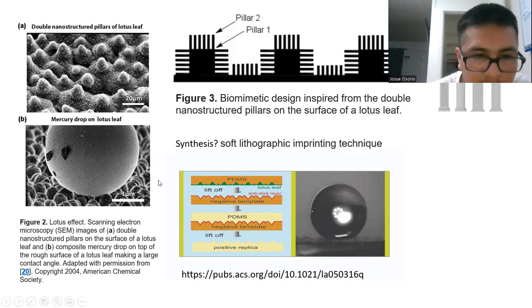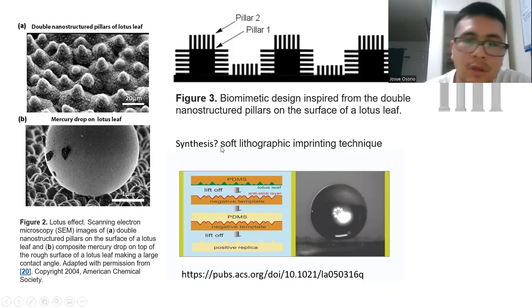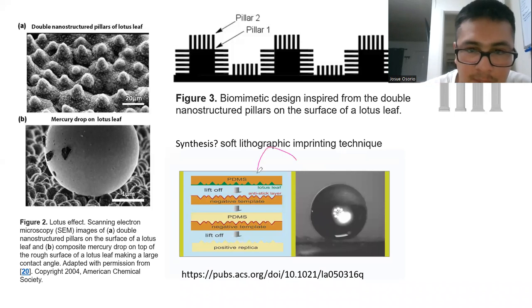And so how do researchers make this? Let's say we want to make a super hydrophobic material that looks like the leaf. The way they do it is they really use the leaf itself. They use a leaf and then they put some substance on top, and then they put some anti-stick layer. I'm not sure what this is made out of, but they put that. And then they peel it off.